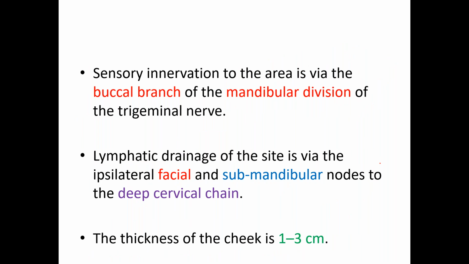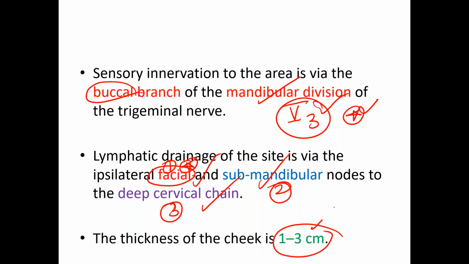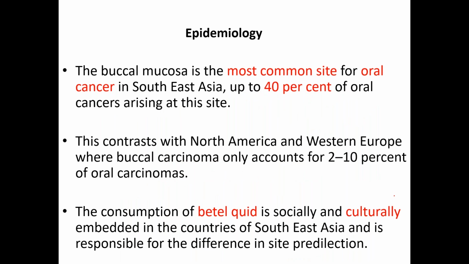Next, sensory innervation is the buccal branch. I already told you, the mandibular division, V3, is the mandibular division of the trigeminal nerve. Lymphatic drainage: most important are the facial nodes, number one; number two, the submandibular nodes; number three, the deep cervical nodes. The thickness of the cheek is 1 to 3 centimeters.